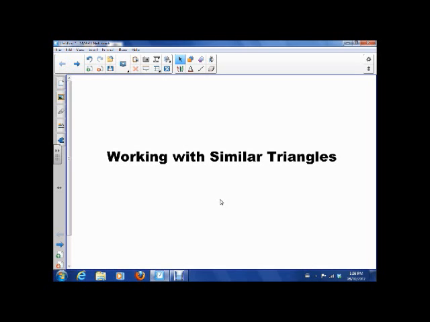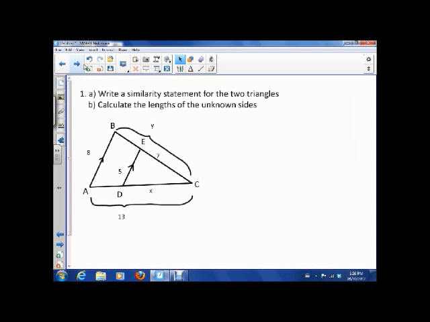So the idea is we can only find a little bit of information, but we can say that two triangles are similar, so then we can extrapolate that information into something we want to use. All right, so here's the first question. Write a similarity statement for the two triangles and calculate the lengths of the unknown sides.